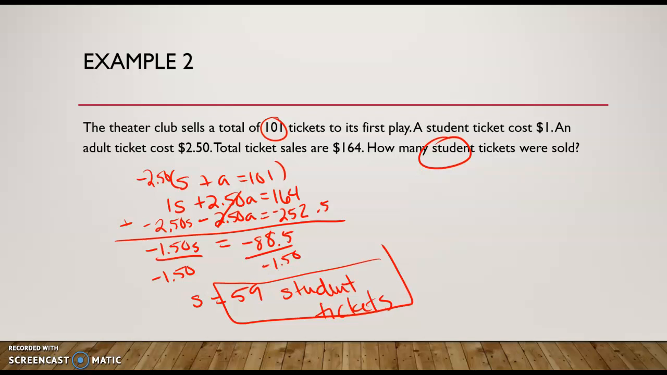But that, again, it may not have been the easiest multiplication, but you can use a calculator. And it made more sense to get rid of the a because we were looking for student tickets anyway. So in our next video, we will finish out our notes. We've got a couple more examples, and I will see you there.